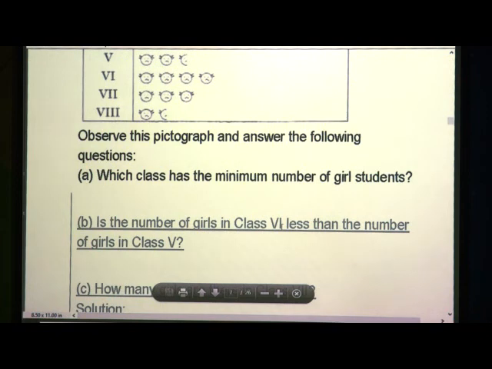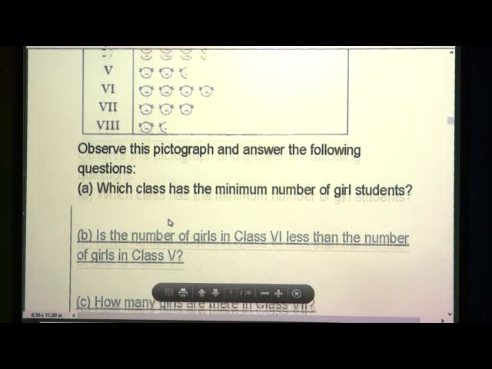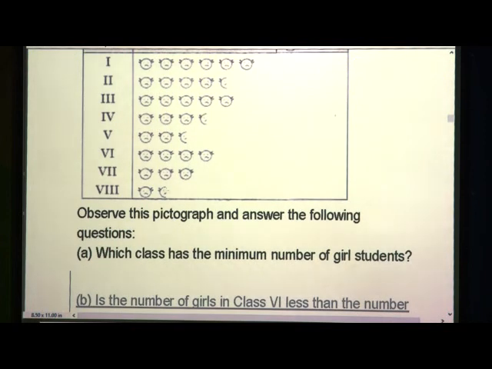Is the number of girls in class 6 less than the number of girls in class 5? See, we have the girls of class 6 and class 5. Here we have 4 2s are 8, and 8 plus 2 means 10. And here we have 4 4s are 16. So, in 5th class we have 10 girls and in 6th class we have 16 girls.